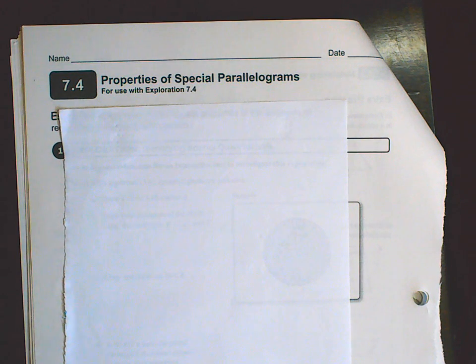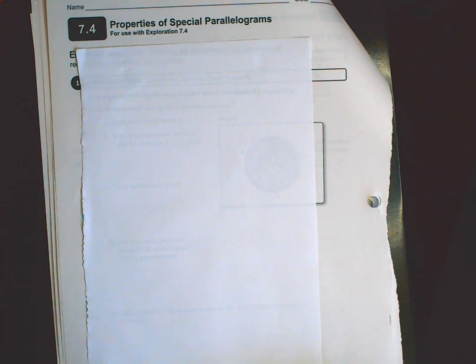Hi, welcome to Lesson 7.4, Properties of Special Parallelograms. To prepare for today's lesson, you are going to need two blank half sheets. The first half sheet, you are going to glue onto page 210. The second half, you're going to glue on page 211. We're using these just to cover up anything that's under this.